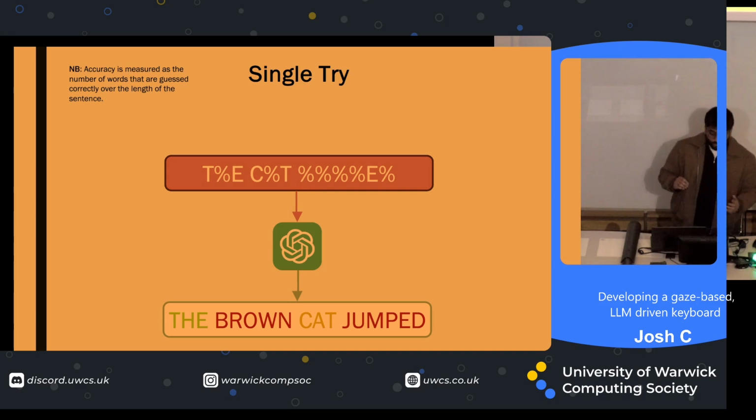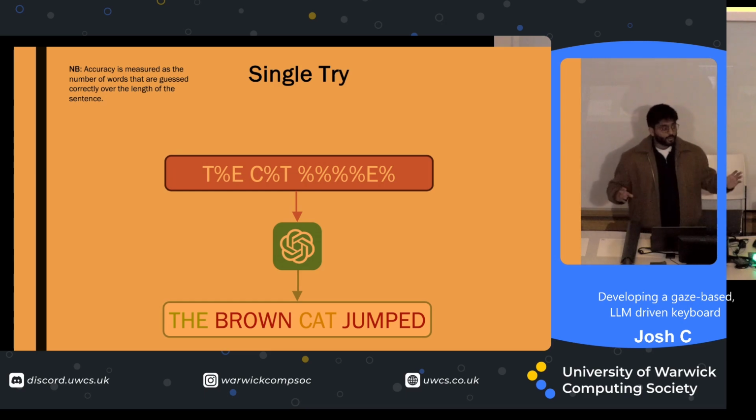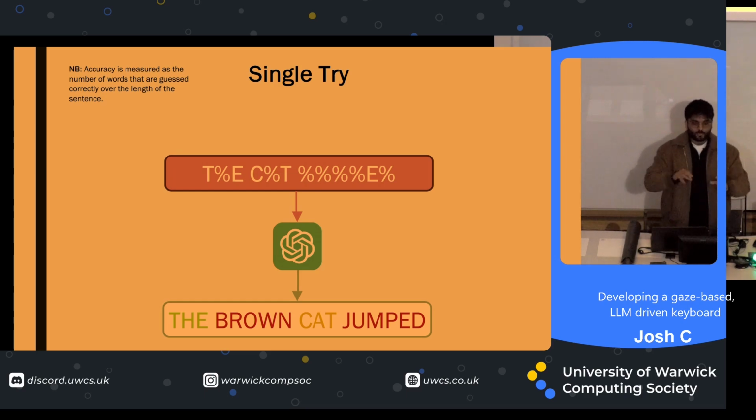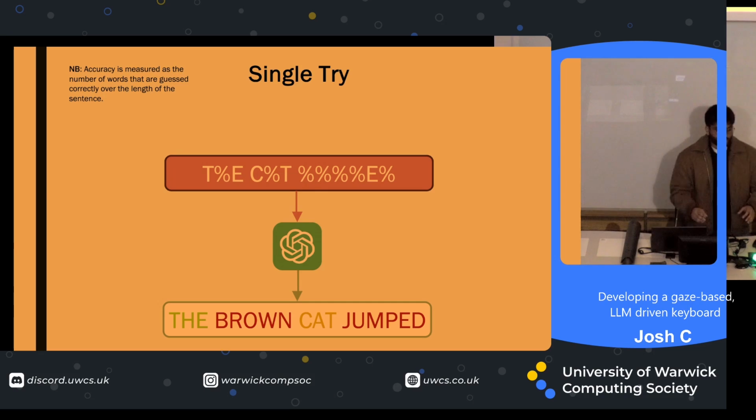I think it's also important to note that accuracy I'm going to define as the number of words that I guess correctly, and they also have to be guessed in the correct position. So you can see that cat is highlighted in a kind of yellowy color because even though it matches that pattern of C percentage sign T, it's not in the correct position.